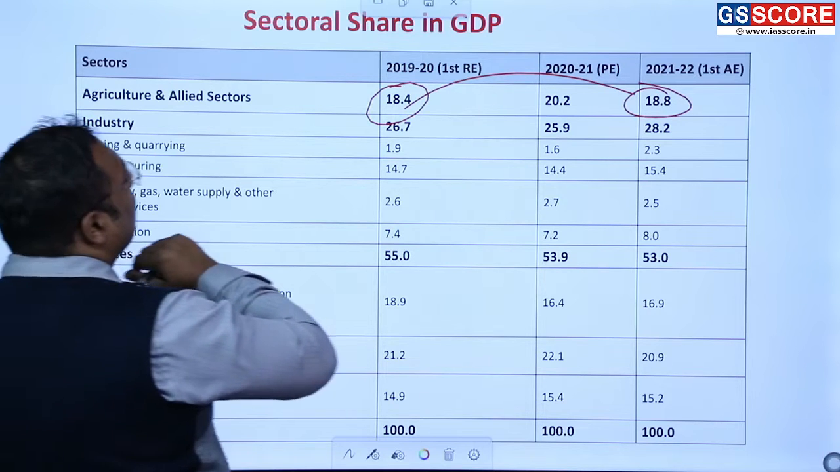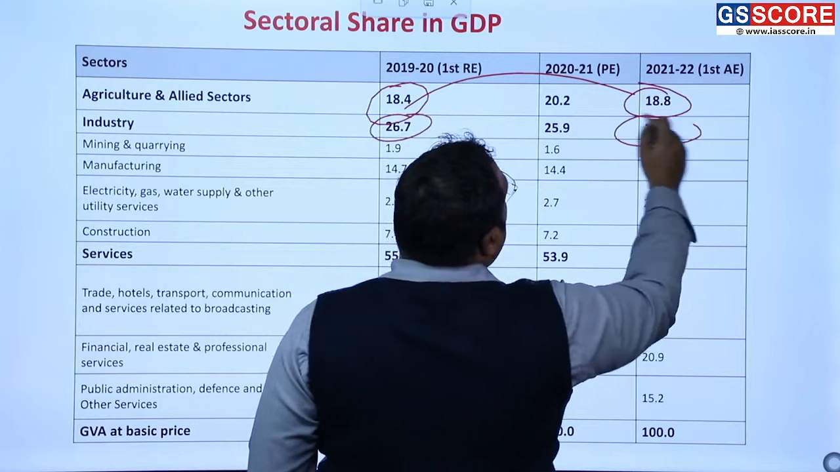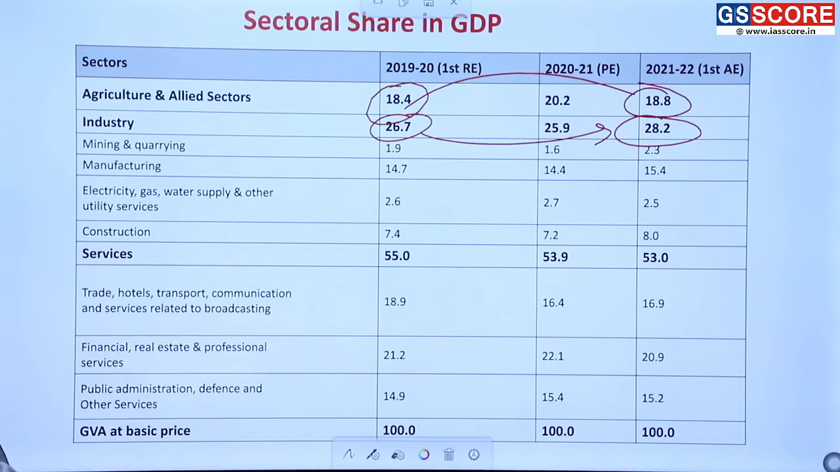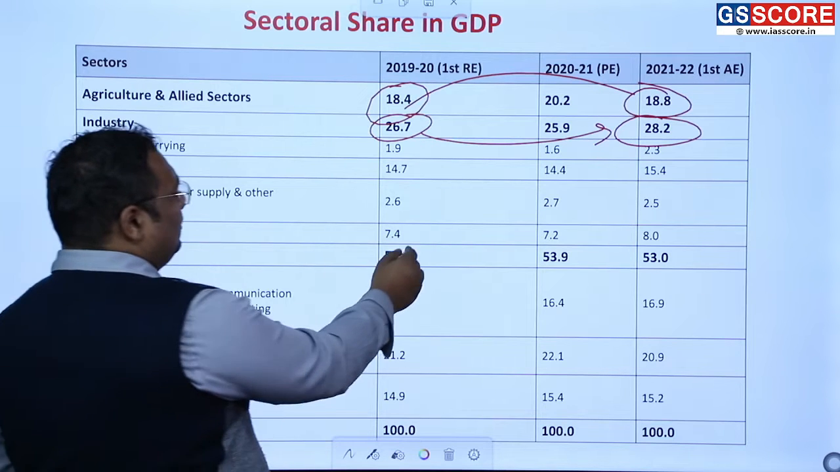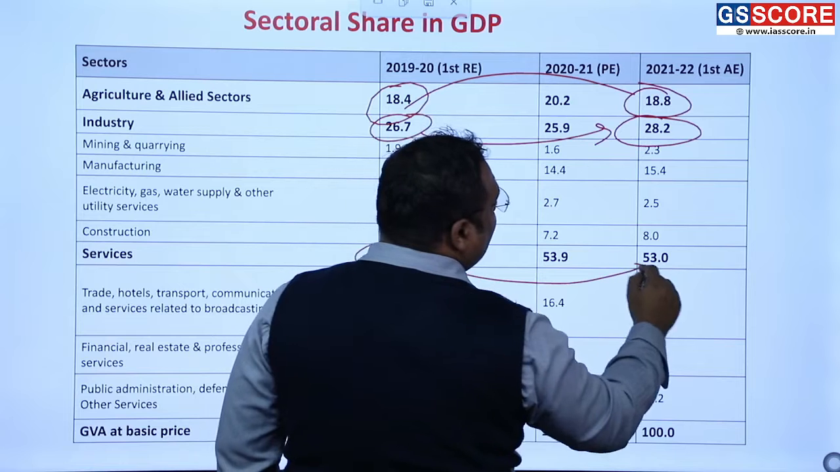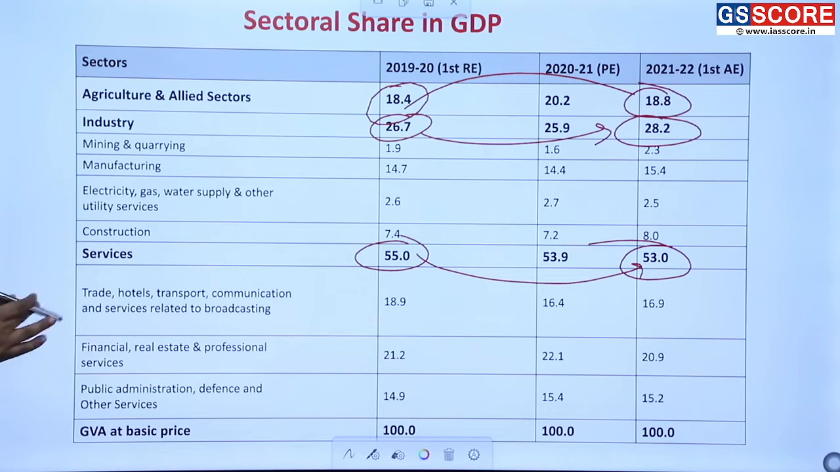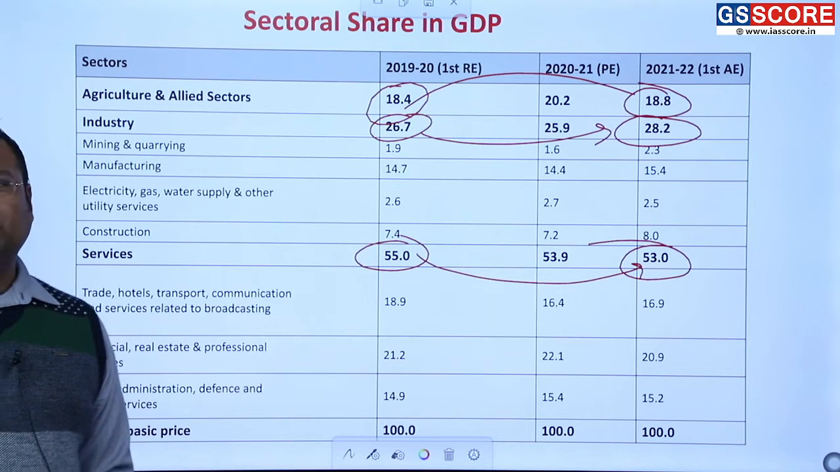Similarly, we see industry here. The share of industry has also increased, roughly to 28%, because industry is now witnessing a serious revival. And services, their share is declining in GDP. This could be good news for us actually in the long term, that COVID can be a blessing in disguise in the long run.